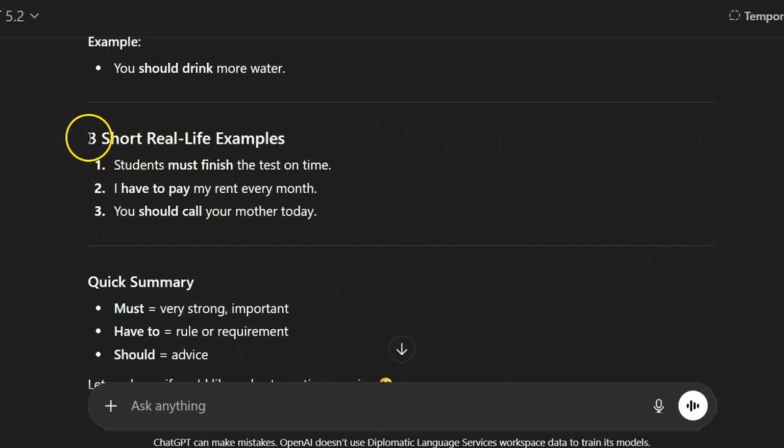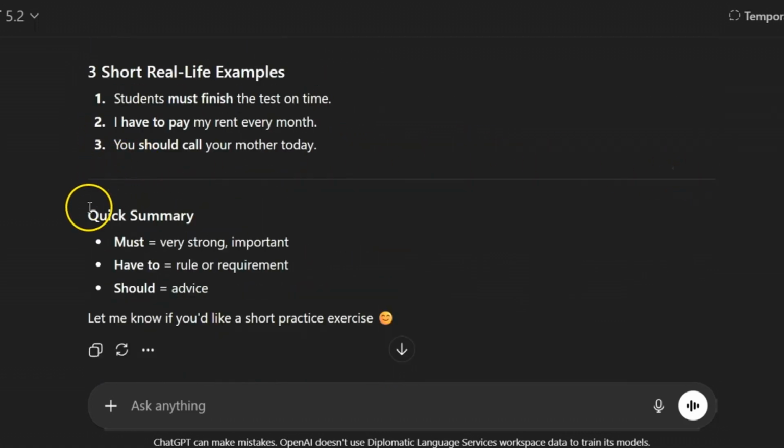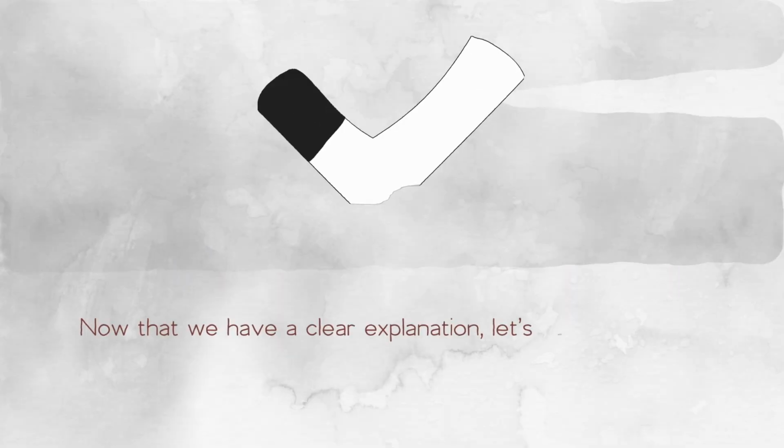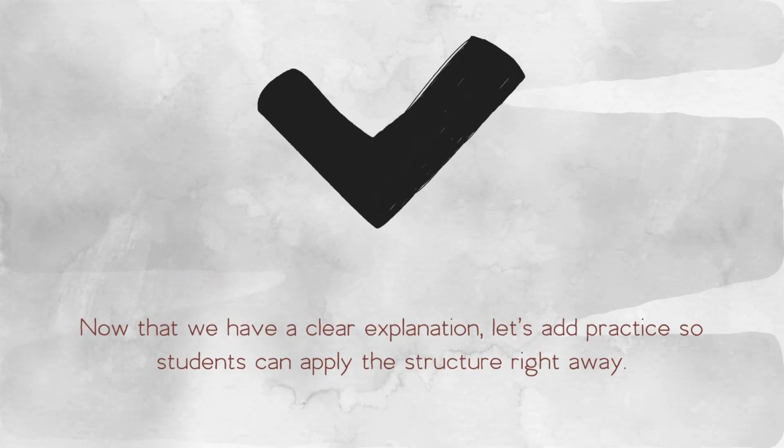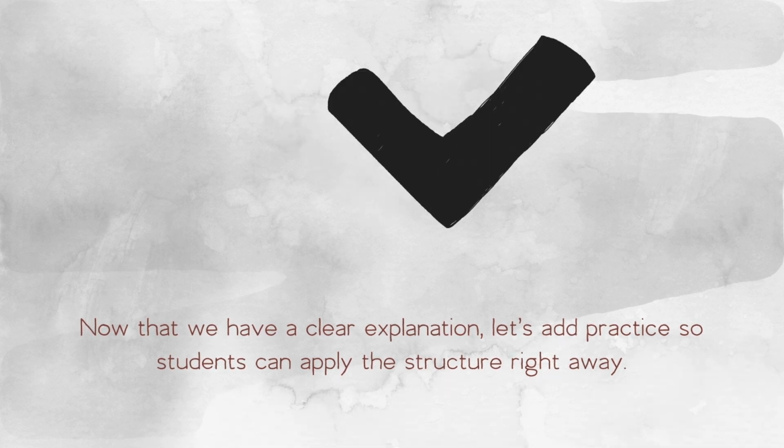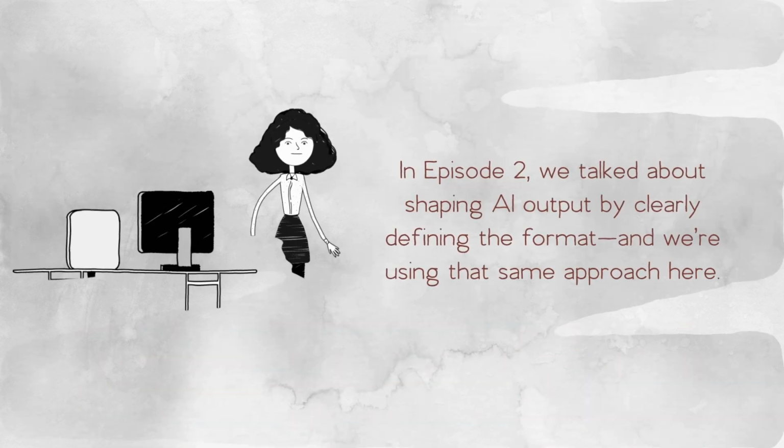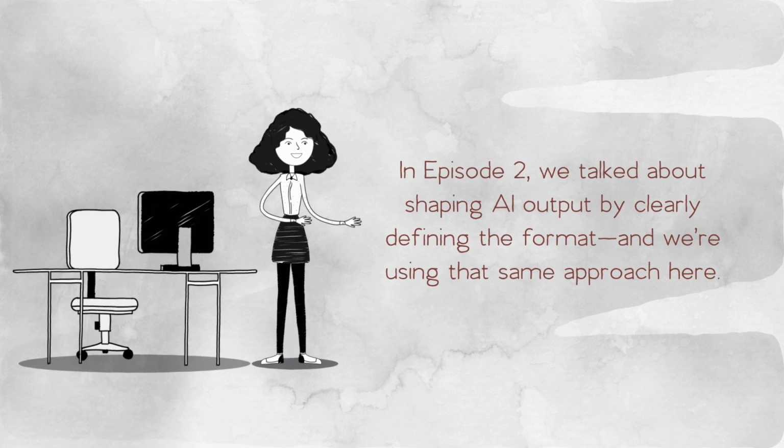At the end, we also get the 3 short real-life examples we asked for, along with a brief summary to reinforce the key points. Now that we have a clear explanation, let's add practice so students can apply the structure right away. In episode 2, we talked about shaping AI output by clearly defining the format, and we're using that same approach here.